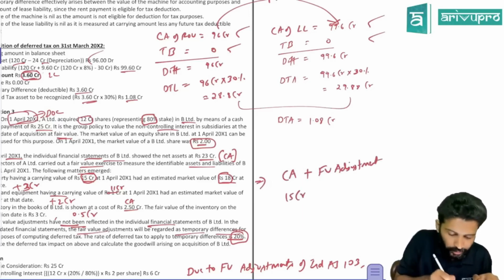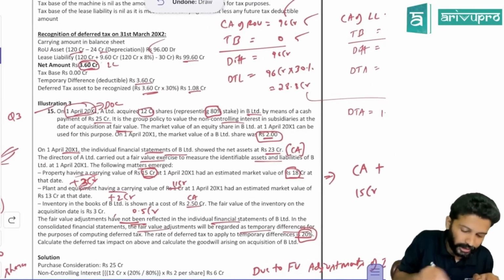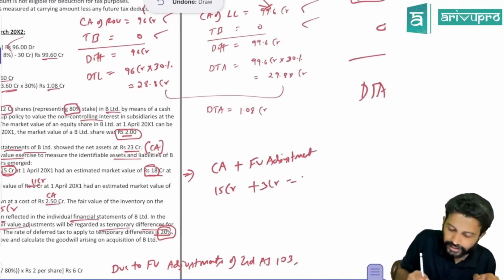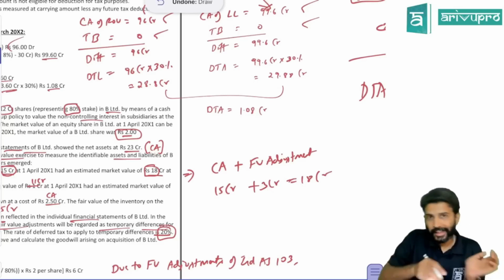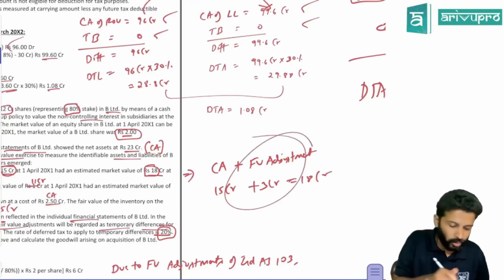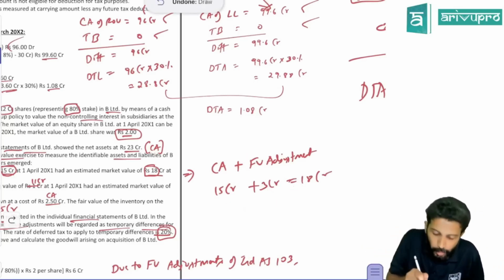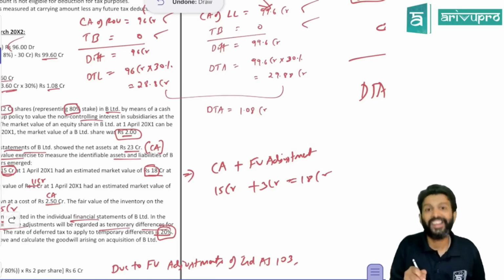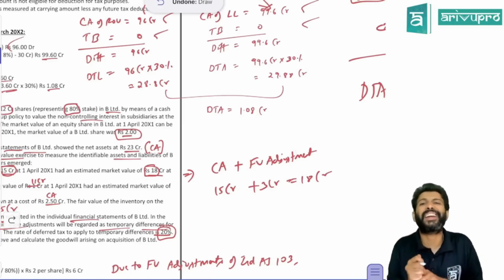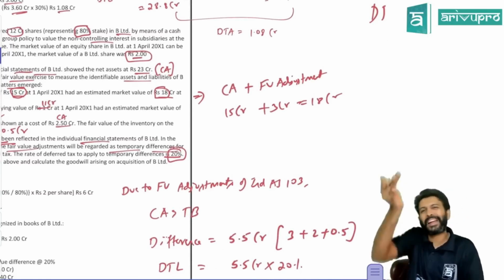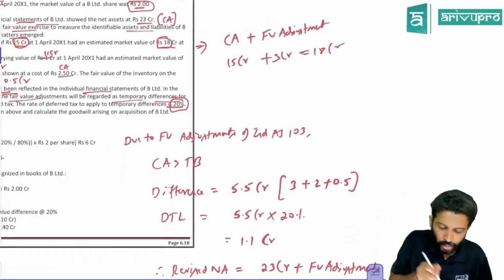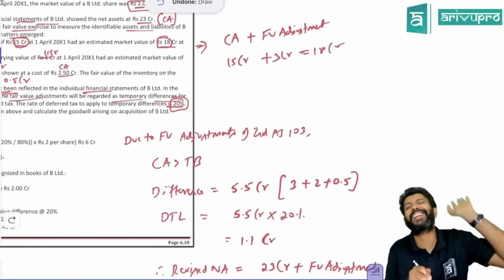What is the carrying amount? 15 crore. What is the fair value adjustment? 3 crore. You add it, and you get 18 crore, which is nothing but fair value. This is another way to do it: either directly take fair value, or take the carrying amount and add the fair value adjustment. The moment you add it, will the tax base and carrying amount be the same? No. Due to fair value adjustment, the carrying amount will increase but the tax base will remain the same. That means the carrying amount will be greater than the tax base.